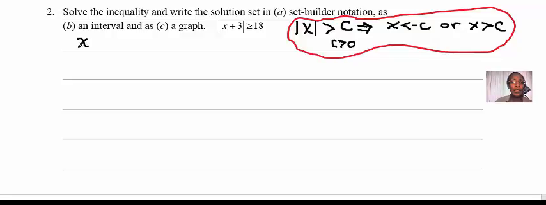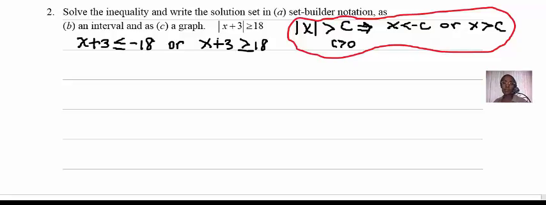So x plus 3 has to be less than or equal to -18, or x plus 3 is greater than or equal to +18, if the absolute value of x plus 3 is going to be bigger than or equal to 18. So in other words, whatever x plus 3 is, its value is a number that's more than or exactly 18 units from 0. So this is pretty straightforward.